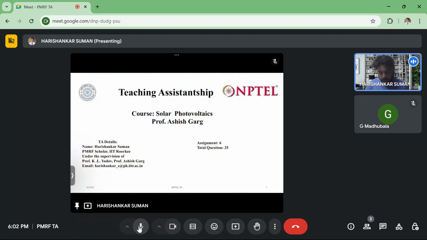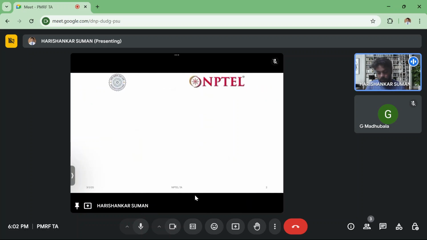So today we will discuss the sixth assignment. There will be 25 questions on the solar photovoltaic course. So let's discuss the first question. First question: the silicon solar cell has a band gap of 1.52 eV. Find the maximum wavelength for this perovskite solar cell.